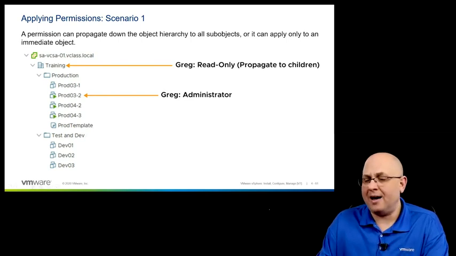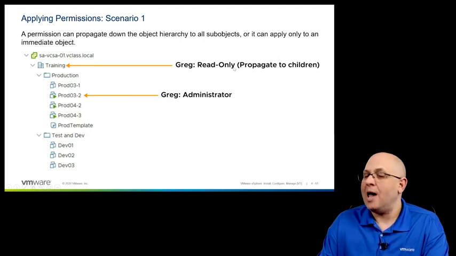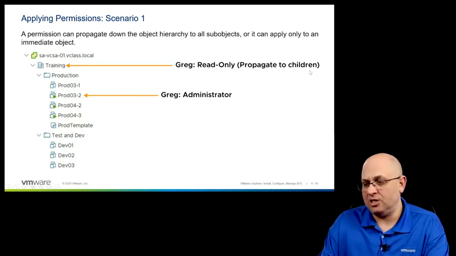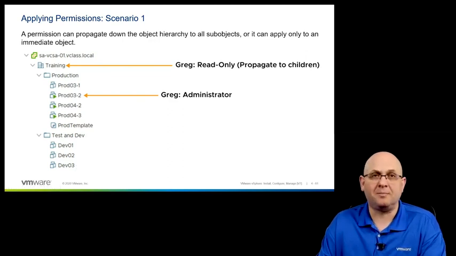So here we have a user, Greg, and we have established two permissions for Greg. One on the training data center and one on a virtual machine called prod03-2. Okay? And on the training data center, we've given Greg the role of read-only, and we have selected propagate down to children. So you would expect that on the data center and any child objects of the data center, Greg has the read-only role. That makes sense to me. Hope it makes sense to you as well.